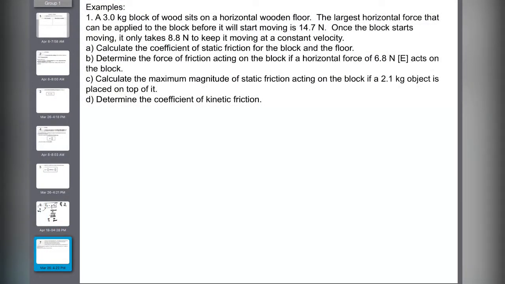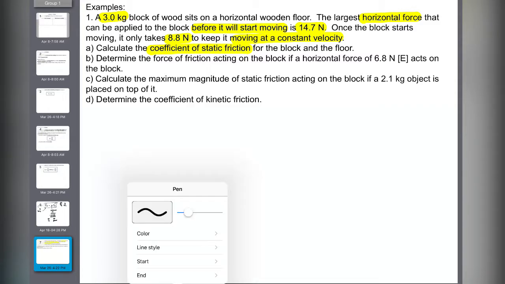So example number 1. A 3 kilogram block of wood sits on a horizontal wooden surface. The largest horizontal force that can be applied to the block before it starts to move is 14.7 newtons. Once the block starts to move, it only takes 8.8 newtons to keep it moving at a constant velocity. First one, calculate the coefficient of static friction.